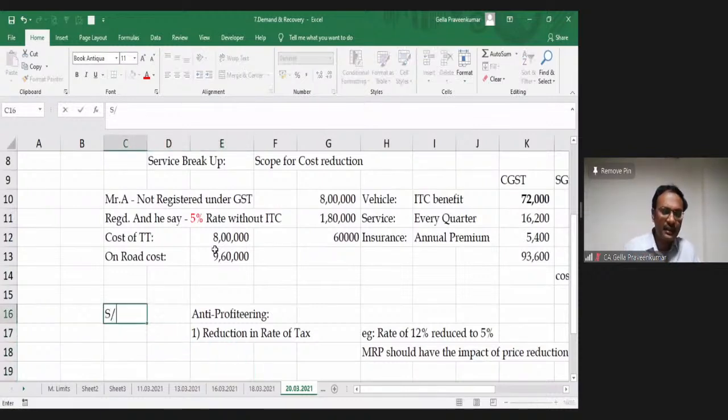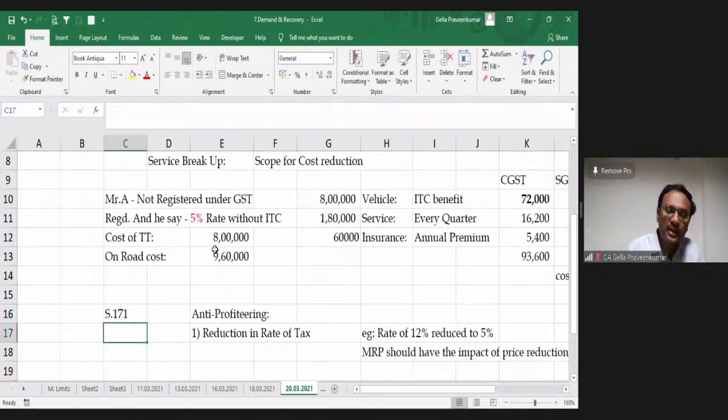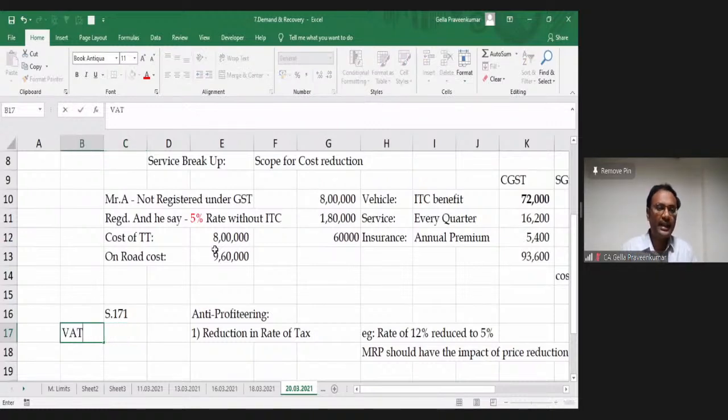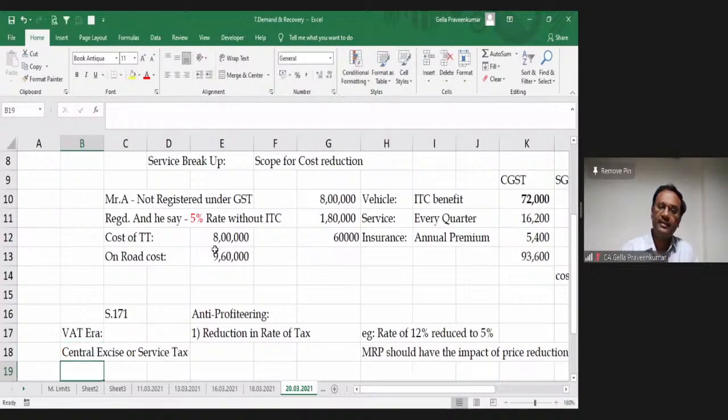If this section 171 is not there, this would have been a bumper bonanza for all the traders and retailers who have migrated from the VAT era to the GST era. Why are we talking about that? Under the VAT era, central excise or service tax was never allowed as an input tax credit to that particular dealer who is a trader.